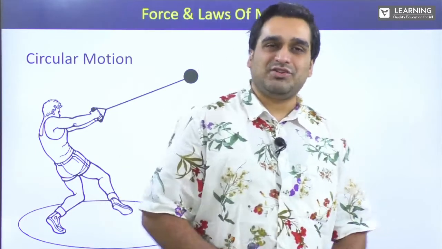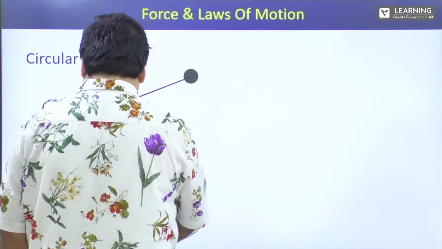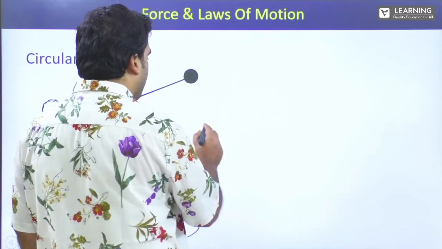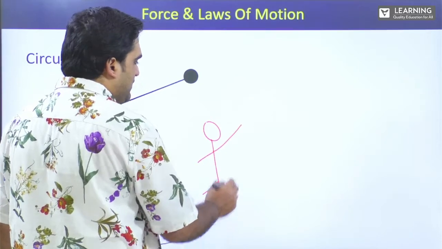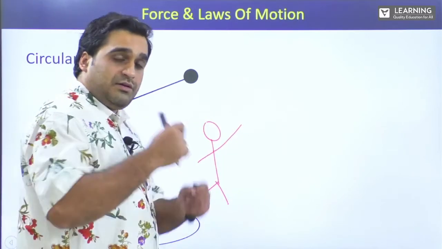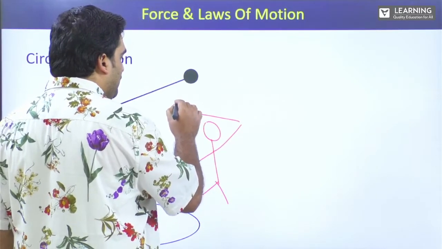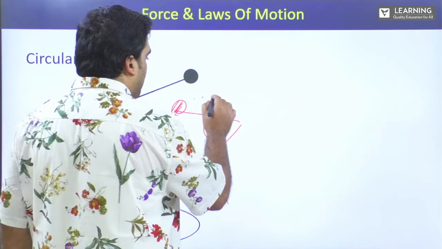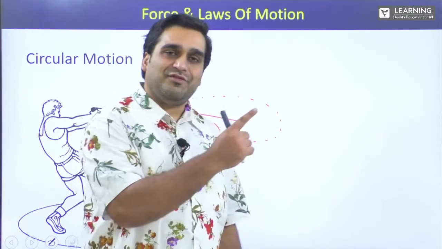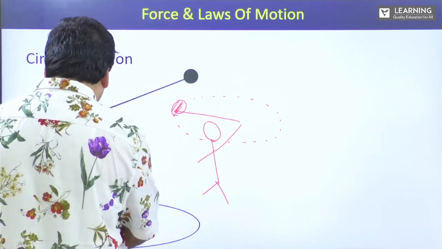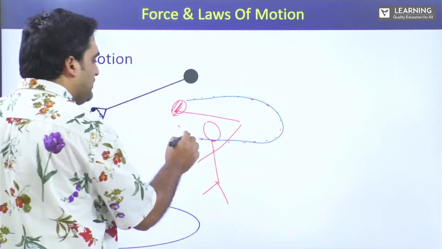Just like when you take a stone, tie it to a thread, and rotate it, that stone will move in a circular path. So this would be the circular path.